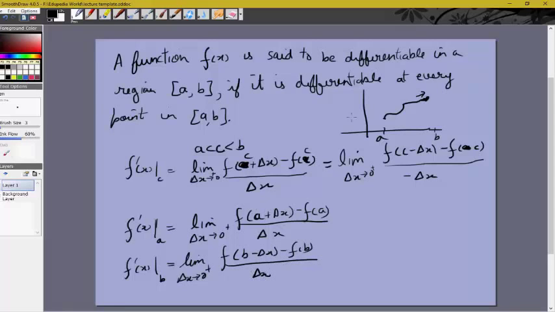Notice here the function is at a plus delta x, where it is actually defined, and here it is at b minus delta x, where it is also actually defined. So these three conditions need to be true. These two limits need to be equal. Both these limits need to exist for us to say that a function is differentiable within a region.